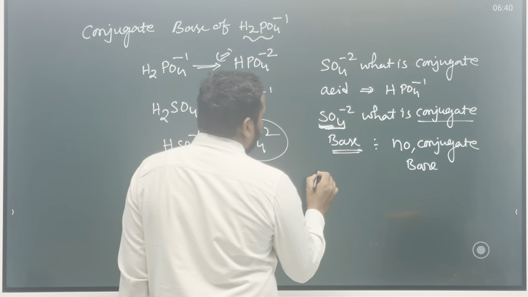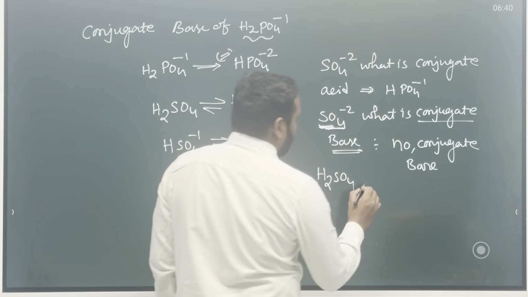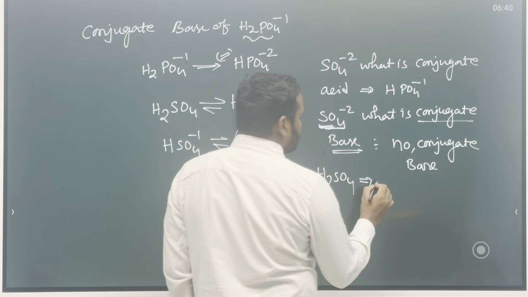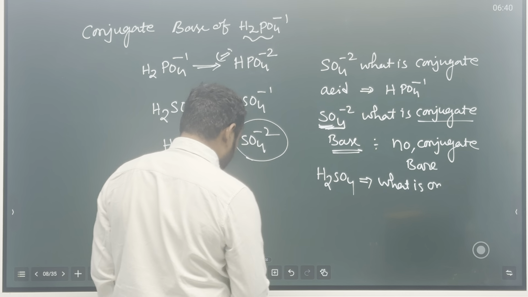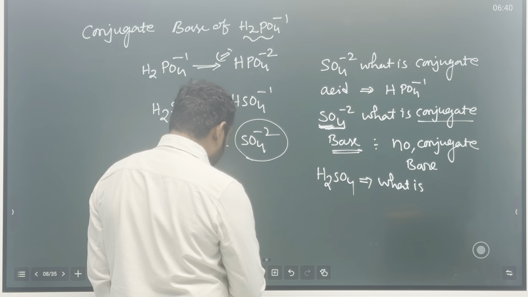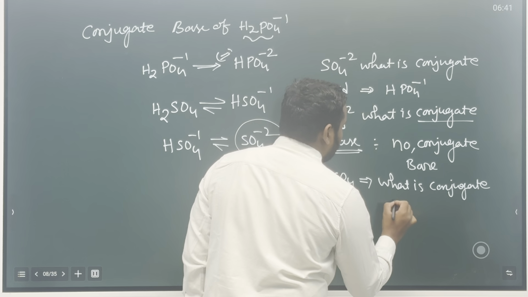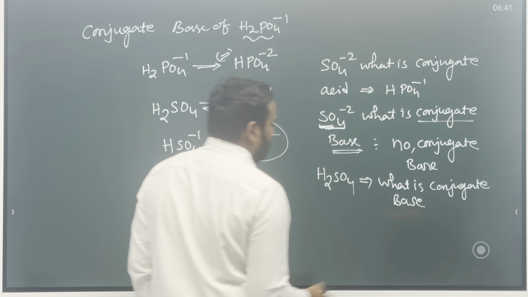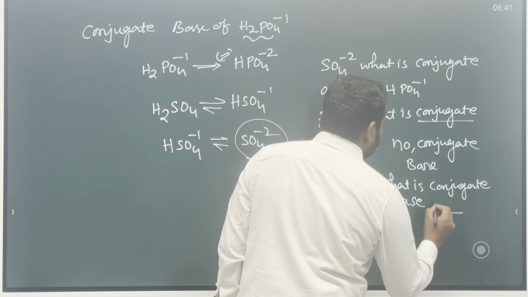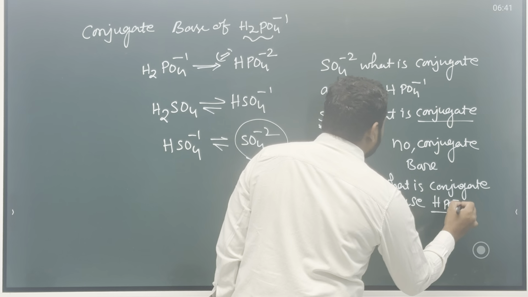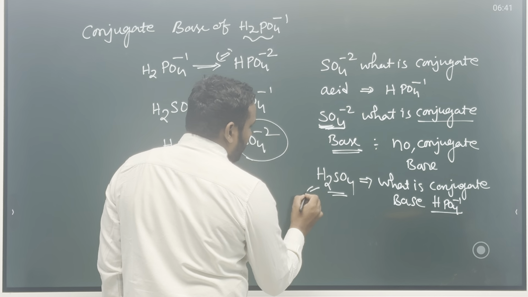And in the same manner, for H2SO4, what is the conjugate acid? What is the conjugate base? Here it is acid. The conjugate base must have one proton less, so simply the answer is HSO4 minus 1. This is the answer for that question. And the same question, if they ask, what is the conjugate acid?